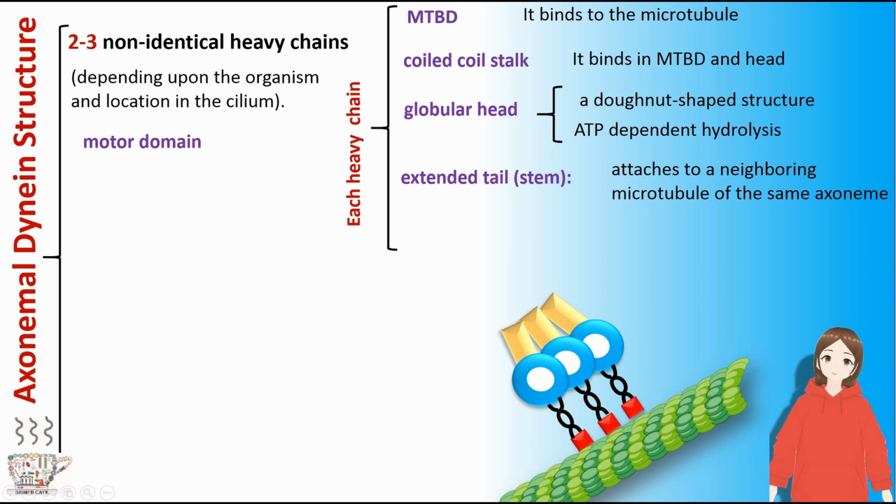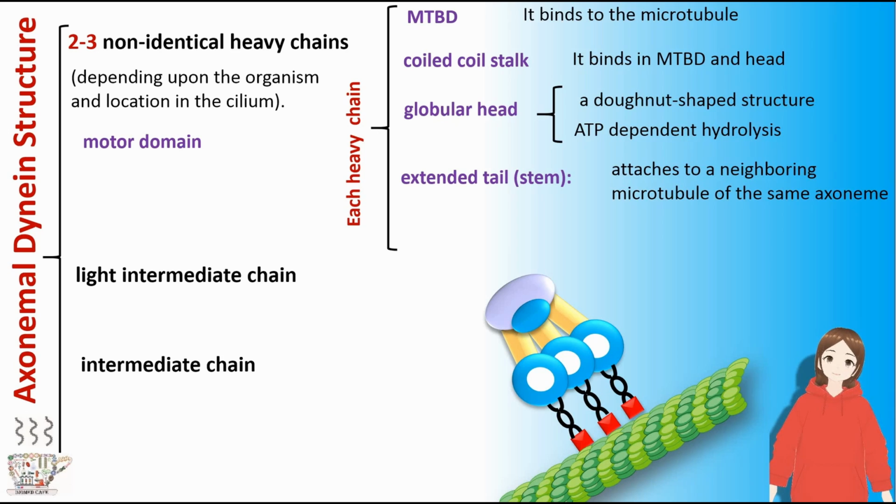Axonemal dynein has intermediate chain, light intermediate chain, and light chain in its structure too.